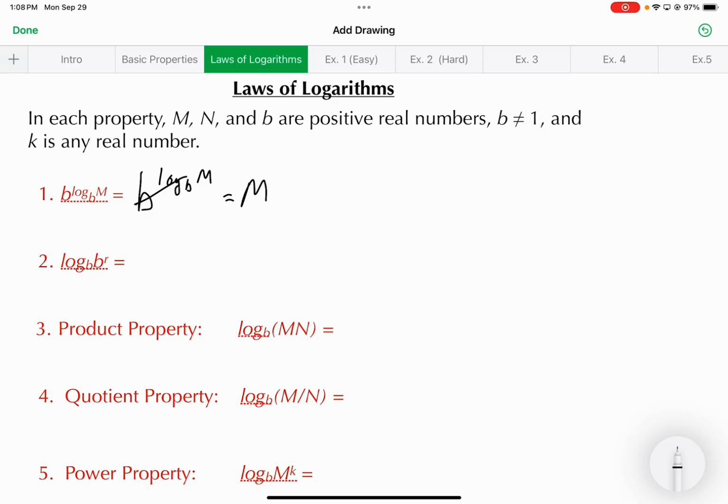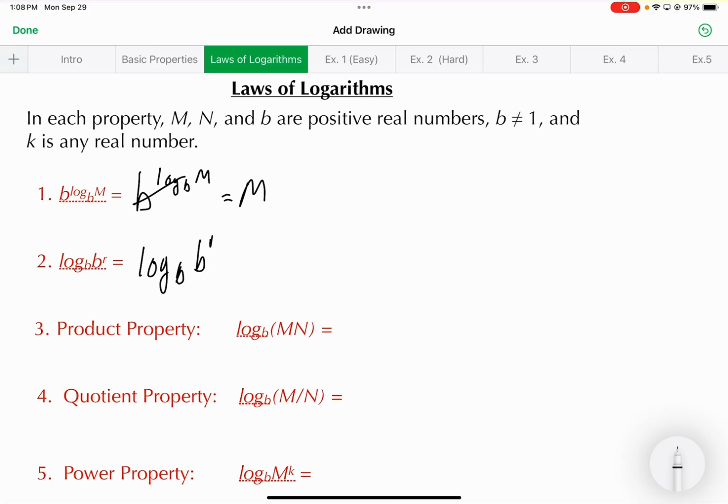And then what's going on with the second one? That one's pretty well written: log base b, and inside of the log is b to the power of r. We would say that this is equal to r. So these things cancel out. If you have log base b of b to the r, you're searching for an exponent. What exponent would I need to raise b to in order to get b to the r? It's just going to be r.